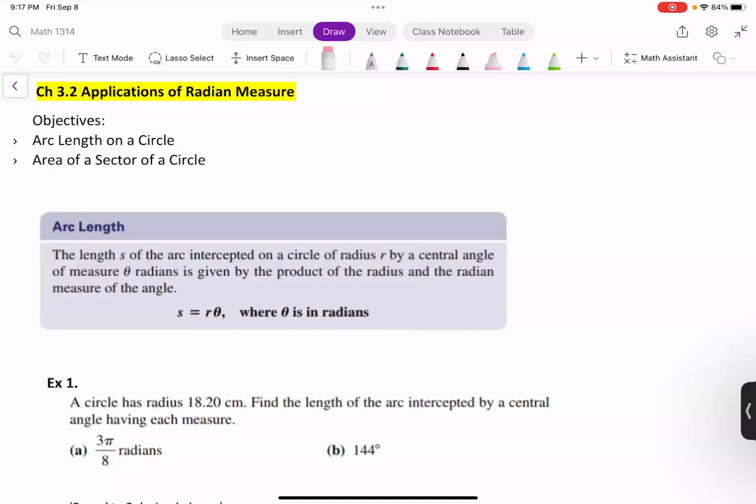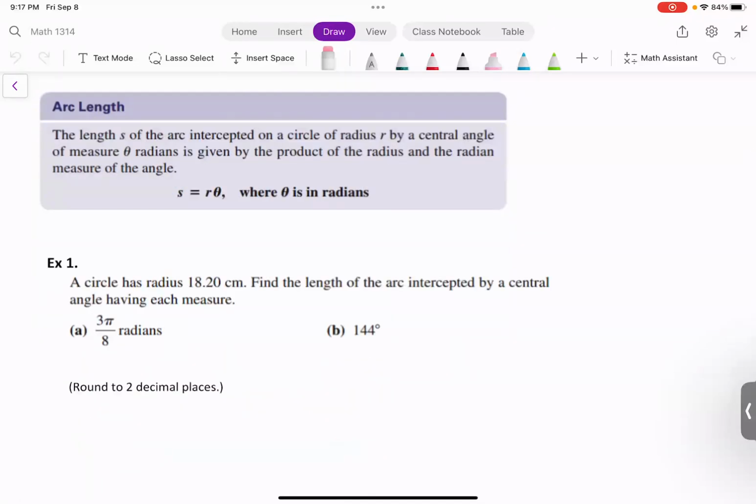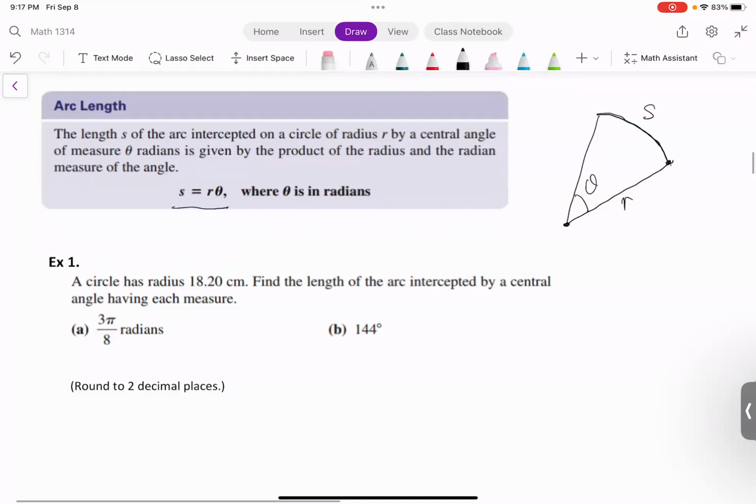All right, let's see what the arc length is. If I have a sector, I know this is the center, the arc length is here, and I know the radius r. We can list the relationship between theta, r, and the arc length: S equals r times theta. Theta is in radians. So the arc length equals the radius times the angle theta in radians.